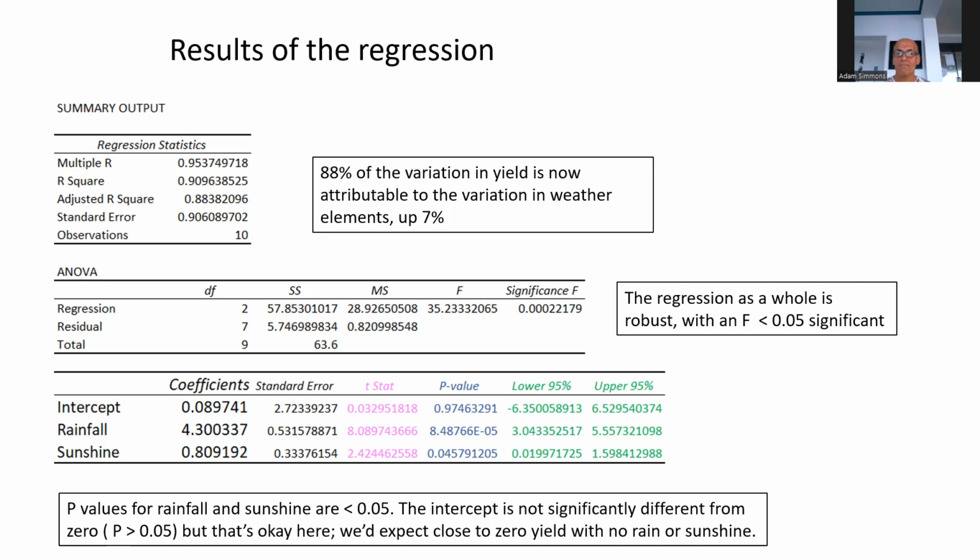Now, how about intercept? If you look at the intercept value, you can see that the p-value is through the roof. So that is telling us that we have an intercept which is not significantly different from zero. But then if you actually think what we're trying to achieve here, we're trying to achieve a model of how yield varies with rainfall and sunshine. And if rainfall is zero and sunshine is zero, then we would expect pretty much zero yield anyway. So in this case, I'm quite happy with an intercept being zero. So this is a good result overall.